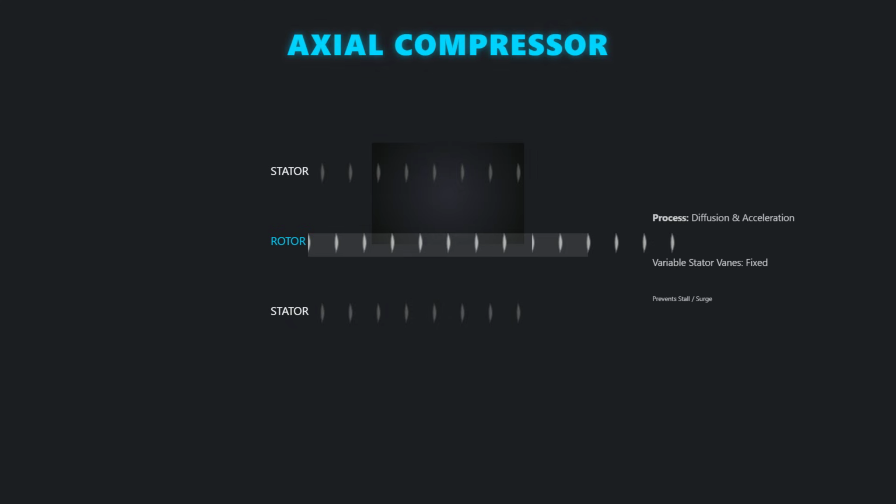Rotor blades dynamically accelerate the air, converting existing pressure energy into kinetic energy. Subsequently, the stationary stator vanes decelerate the high-speed flow, converting that kinetic energy back into pressure energy through a diffusion process. The overall compression process must closely approximate isentropic behavior to maximize thermodynamic efficiency.